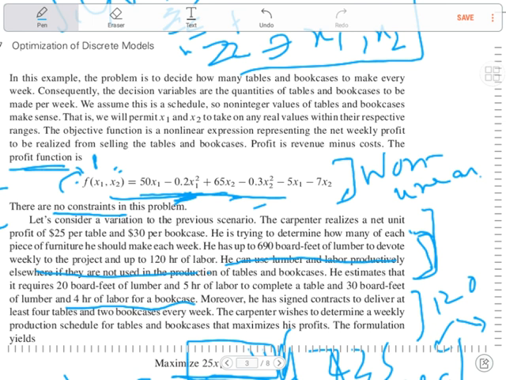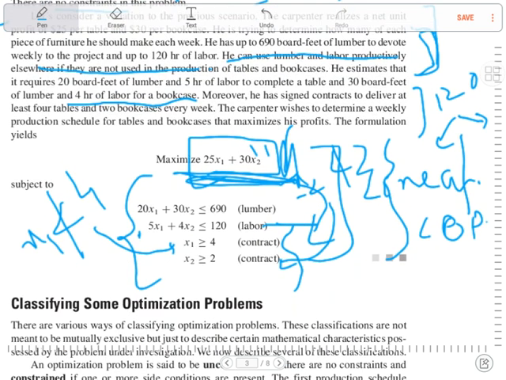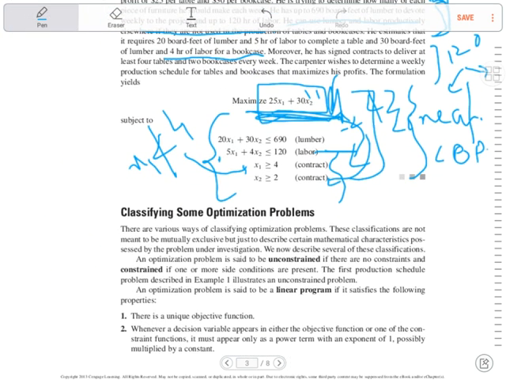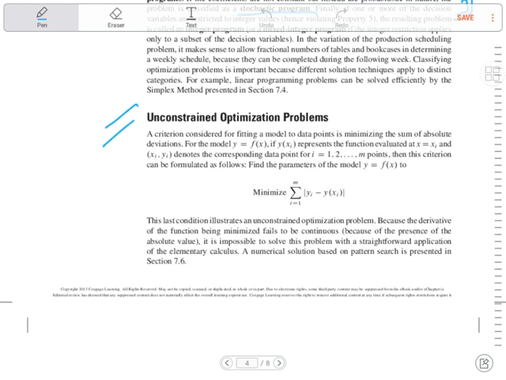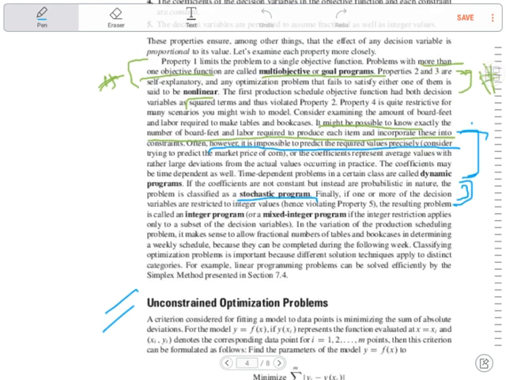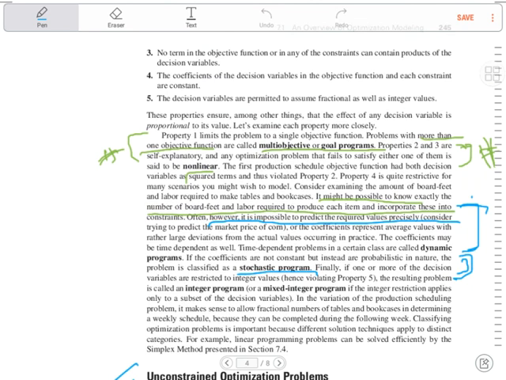And till now we have set only one goal. The carpenter was trying to maximize his profit only. No other goal was for his motive. So in this case, we were solving a single objective optimization problem. For the multiple one, we will give one example in a few minutes. So these are some of the classifications I have covered here. Whatever they are saying here, I have already said, so I am not going to read it out again.